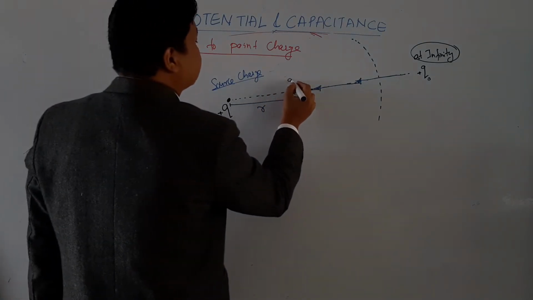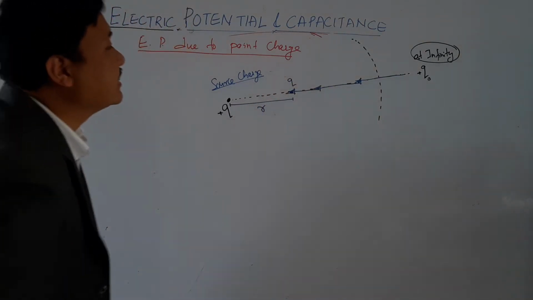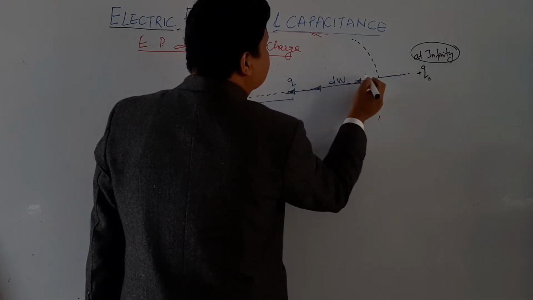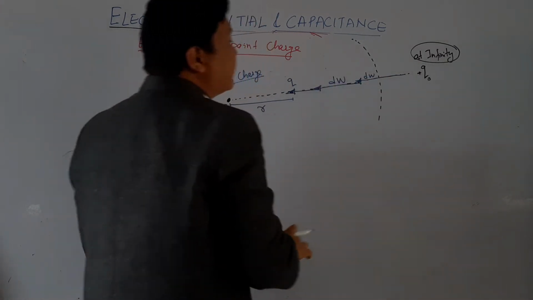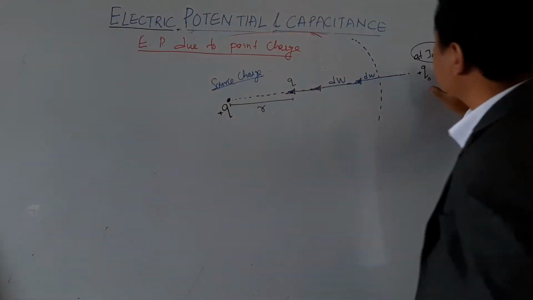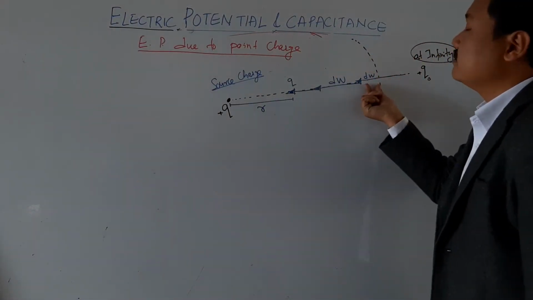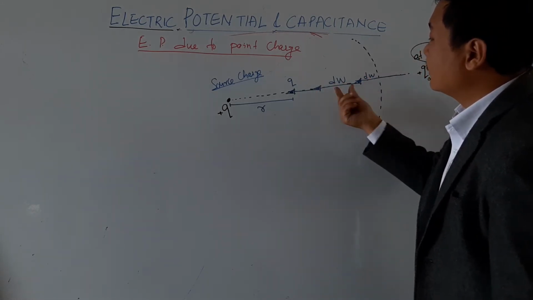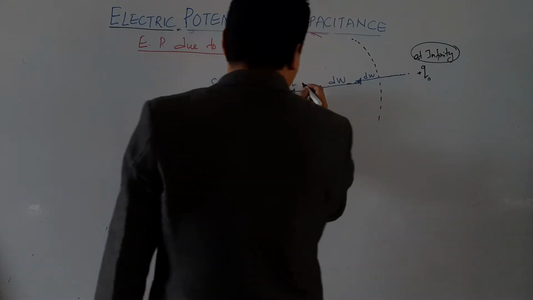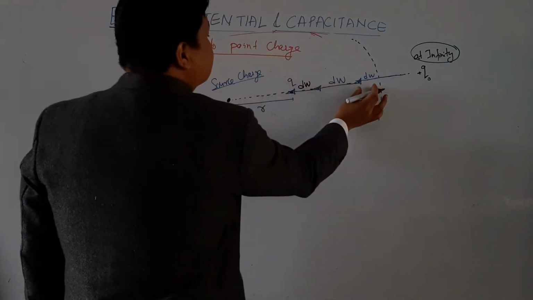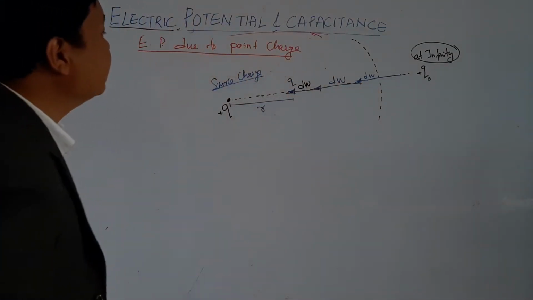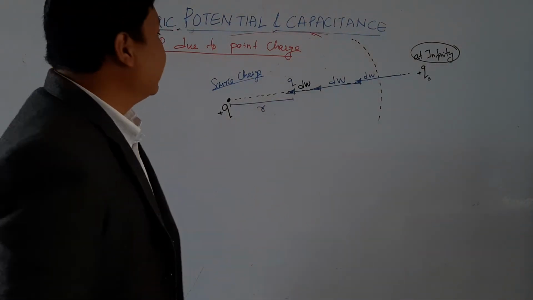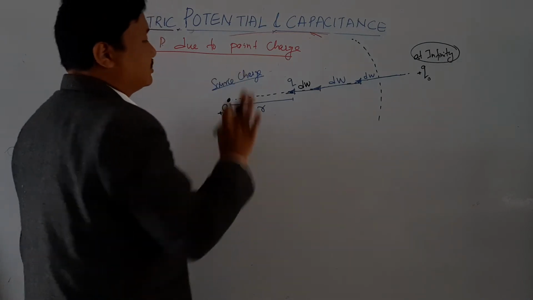Now what I am doing here is performing small work done. I am bringing this Q0 from infinity. I will bring it first here, performing a small work dW. From this I will move here, small work. Finally it has reached this point. Now I am working against the electric field of the source charge.